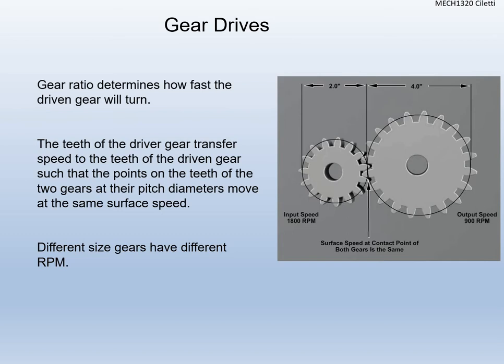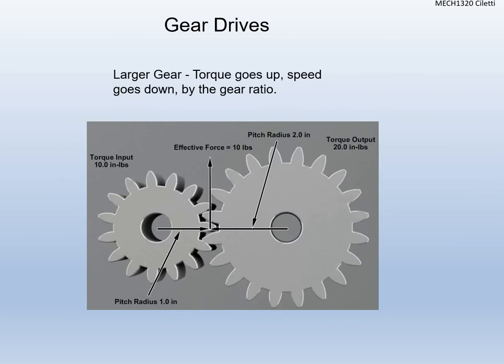Different size gears have different RPMs. Larger gears will always have a slower RPM. Smaller gears will always have a faster RPM when we're doing calculations. Other aspects of a larger gear: larger gears have smaller RPMs, so torque goes up and speed goes down by whatever the gear ratio is. That gear ratio is a multiplier, so always think of output over input. Speed and torque are inverses of each other. You have to give. As torque goes up, speed has to go down, or as speed goes up, torque goes down.